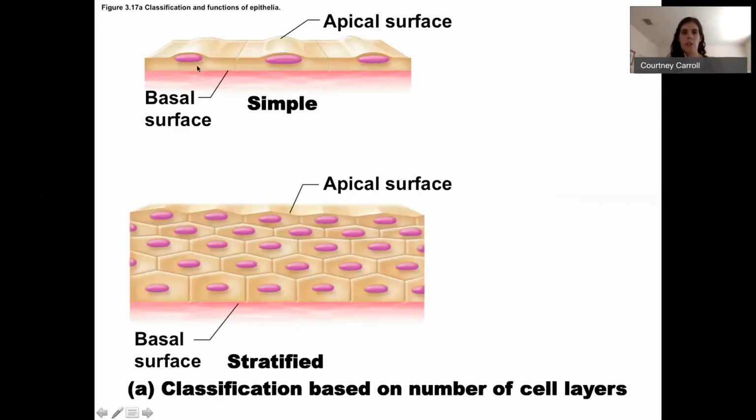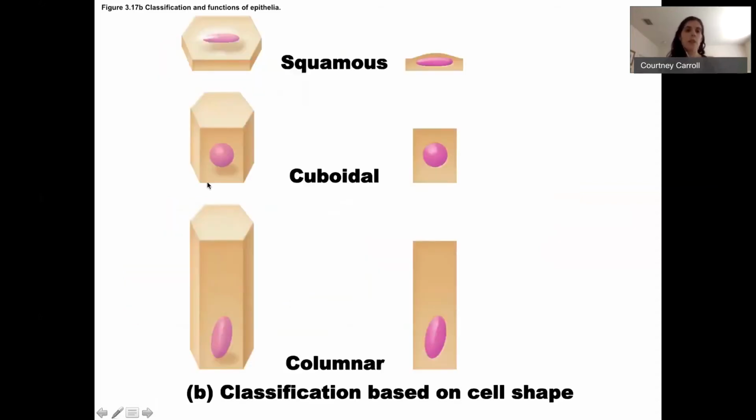So this is what that looks like. Again, for our simple tissue, we've got the apical surface and then the basal surface. Stratified, more than one layer, still has an apical side and a basal side. And this is showing you those cells. Again, squamous cells are flat, cuboidal cells are cubes, and columnar cells are columns.